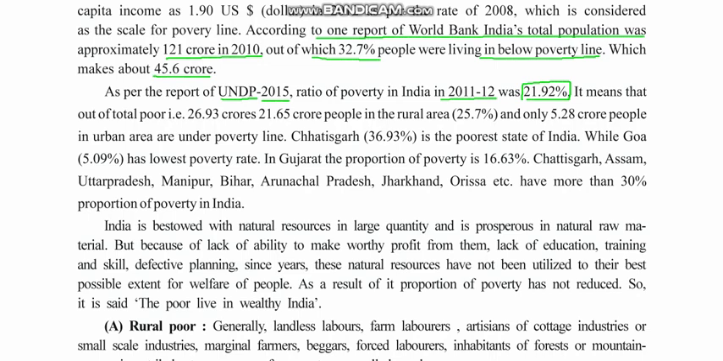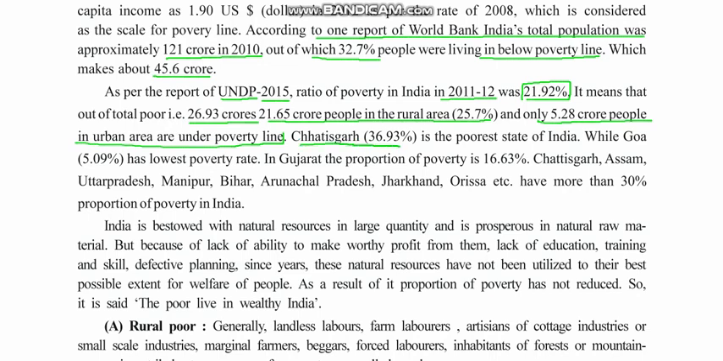It means out of the total 26.93 crore poor people, 21.65 crore were from the rural areas itself, that is 25.7 percent, and only 5.28 crore people were in the urban poverty line. So here also you can see that out of these people who are poor, most of the poor are staying in villages, while those residing in cities are fewer, right? So that is also a great concern for us.